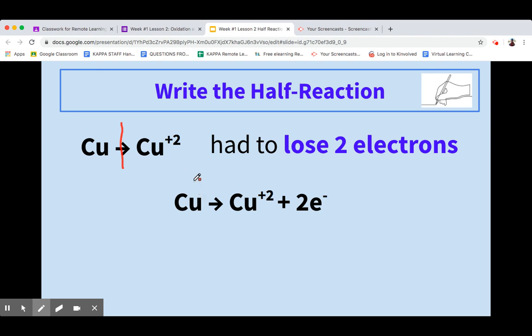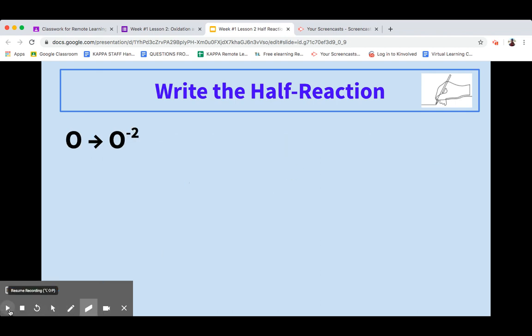How do we check ourselves to know this is correct? Over here, what's our charge? 0, there's no charge. Over here, what's our charge? A +2 and a -2, also a 0. So we're doing it correctly.